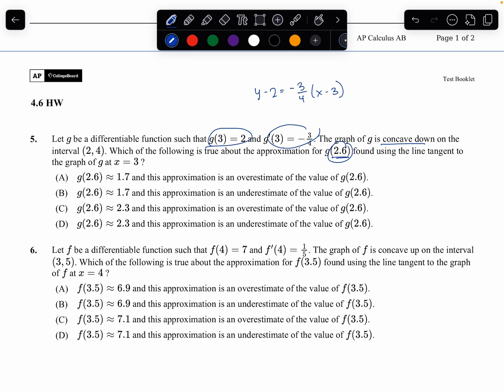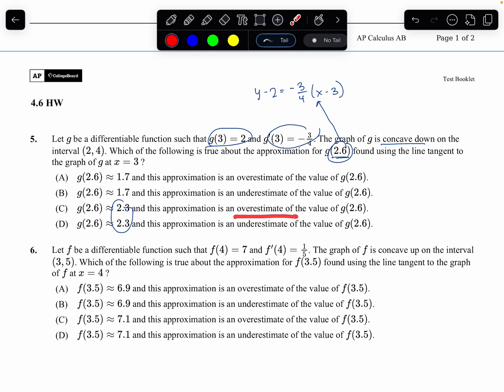We're trying to evaluate the function at 2.6, so that's what we plug into our tangent line. So we get negative 0.75, and we're going to multiply that by 2.6 minus 3, and then add 2, and I get that it's 2.3. So 2.3 is what g of 2.6 will approximately be. So 2.3 is the value of the tangent line, not the value of the function g, but of course we're using it to approximate it.